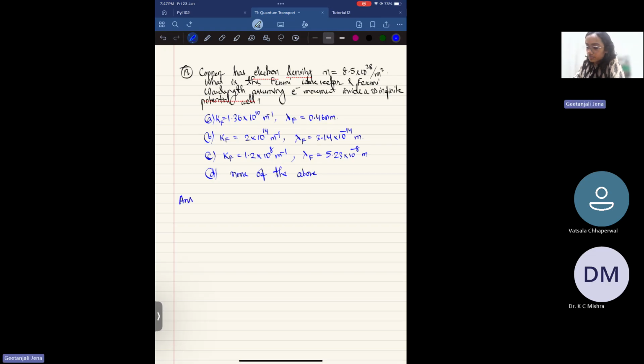Question number 13. It's given copper's electron density is 8.5 × 10^28 per meter cube. What is the Fermi wave vector and Fermi wavelength, assuming electron movement inside a 3D infinite potential well? You need to find out kf and lambda f, assuming the charge carrier is confined to a 3D Fermi sphere.